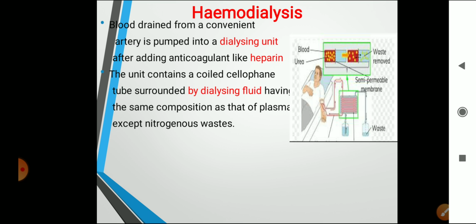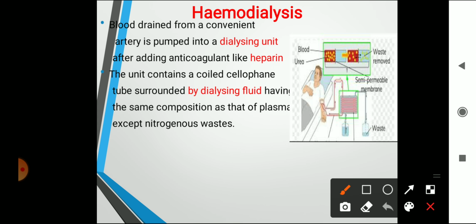Now the unit contains cellophane membrane. Here in the picture you can see this pink colored region. This region is the cellophane membrane, right? The blood will be allowed to pass through the coiled tube surrounded by the dialysing fluid. The blood is flowing only through the cellophane membrane. Around the cellophane membrane is the dialysing fluid. So the dialysing unit consists of a tube made up of cellophane membrane, and around that the dialysing fluid will be there.